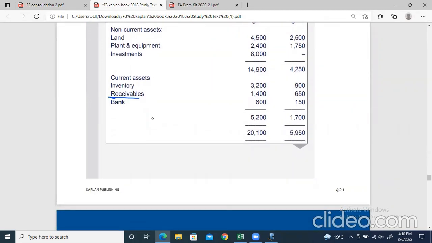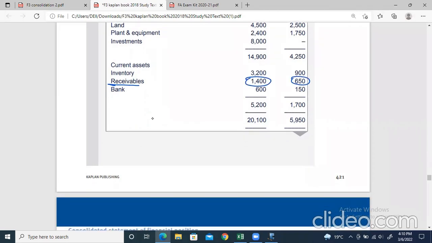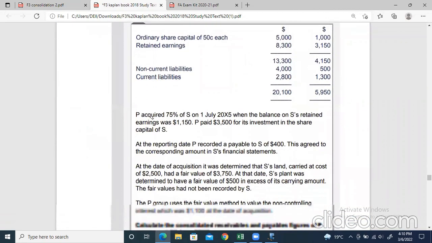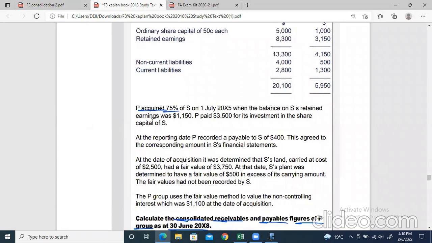Now we are calculating the receivables and payables, right? So receivables, you can see these amounts, 1400 plus 650. Okay, so let's calculate the receivables first. So 1400 plus 650, and let's see if there is any intercompany transaction or anything else, right? Now P acquired 75% of S on 1st July 15 when the balance on S's retained earnings was 1150. P paid 3500 for its investment in the share capital of S. Most of the consolidation questions will start like this.